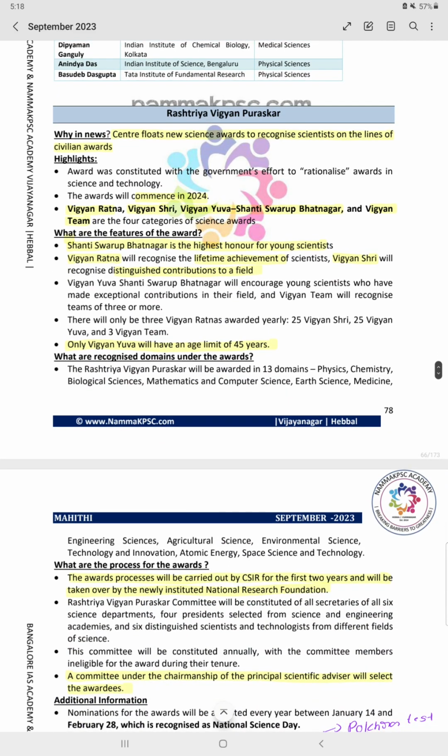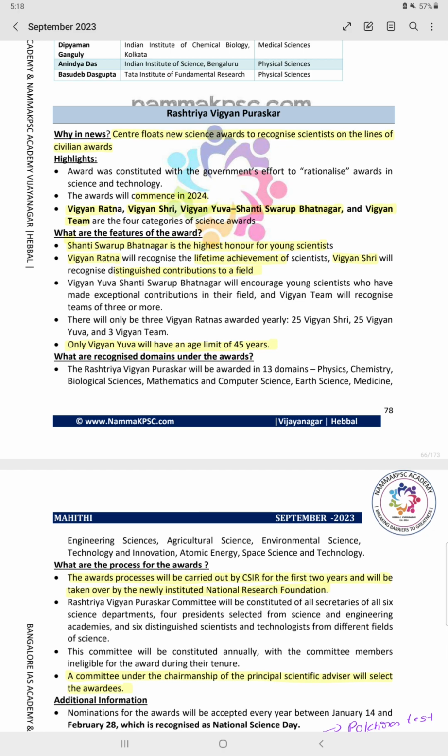Then we have Rashtriya Vigyan Puraskar. So this is a new award actually. The Centre floats a new science award to recognize scientists on the lines of civilian awards. So we can call this a Bharat Ratna kind of thing for scientists. It will commence in 2024, and it will have categories like Vigyan Ratna, Vigyan Shri, Vigyan Yuva Shanti Swarup Bhatnagar, and Vigyan Team. Among them, Vigyan Yuva Shanti Swarup Bhatnagar will have the criterion of age, meaning it will be given to young scientists.